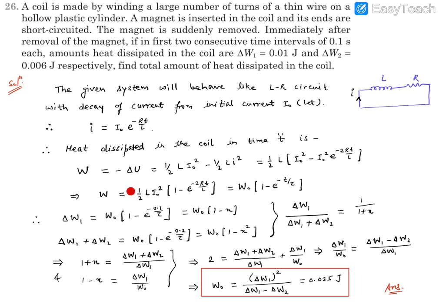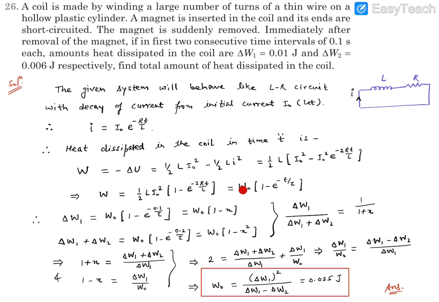From here we can take I naught squared outside, so W, which indicates the heat dissipated, is equal to half L I naught squared within the bracket 1 minus e raised to the power minus 2Rt by L. Now half L I naught squared is a constant, so we can call it W naught, and L by 2R can be written as tau, which is like a time constant. Now the heat dissipated is W naught times this number. If we need to find the total amount of heat dissipated, we need to put the final time as infinity, so the expression will turn out as W naught.